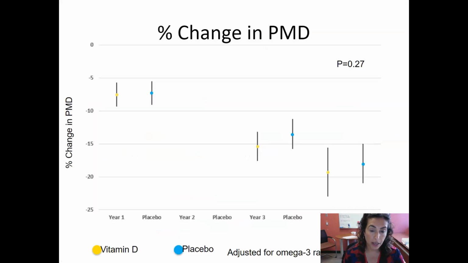These are the main results of that study. Just to orient you, we are looking at the percent change in percent mammographic density. The yellow bubbles are women that were randomized to vitamin D, and the blue bubbles are women that were randomized to placebo. What you can see is that we don't really see much of an impact. Everyone is reducing, and this is expected, as women age their percent mammographic density does decrease, but we don't see a difference between those randomized to vitamin D and those randomized to placebo.